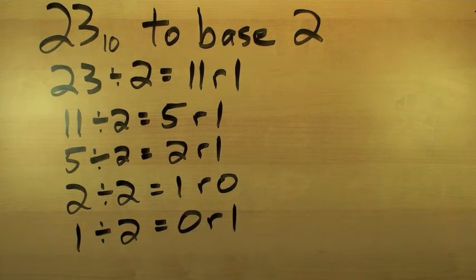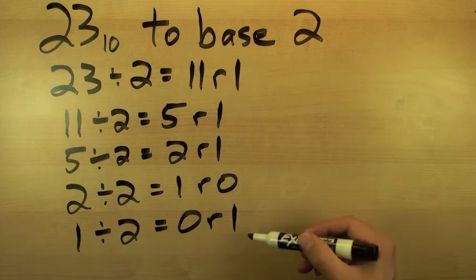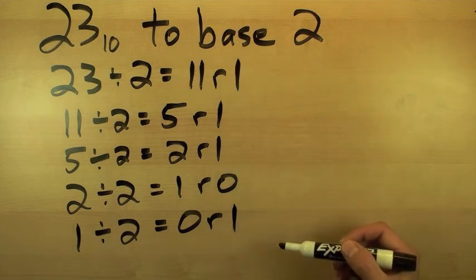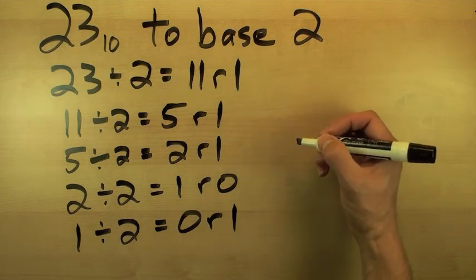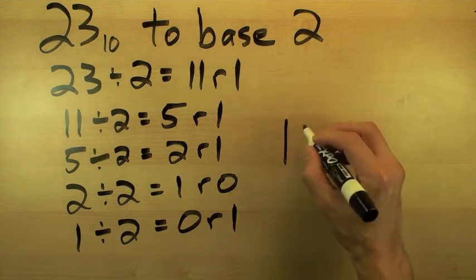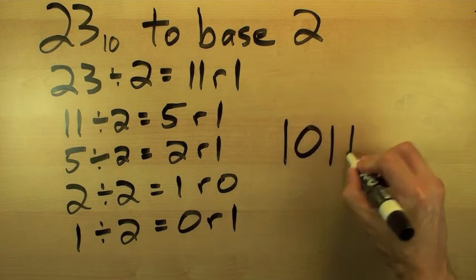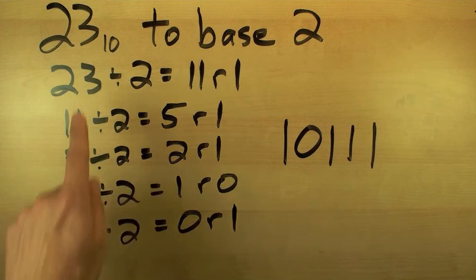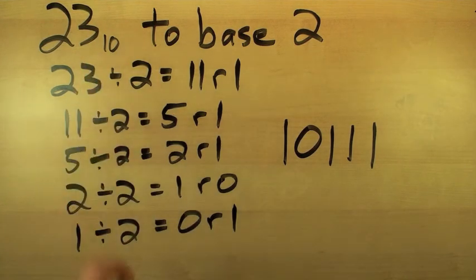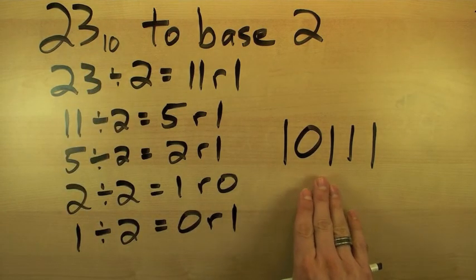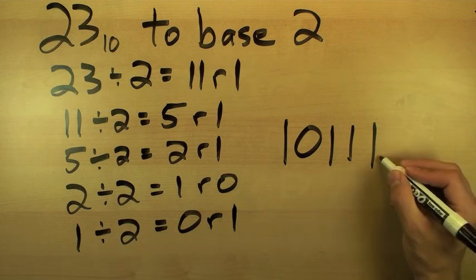And notice there's nothing more to divide by because our number in front is now 0 and we're left with the remainder of 1. So now that we've kept track of these remainders, we just go back and read them in a row, and the number that we convert to in base 2 is 1, 0, 1, 1, 1. So 23 base 10 is equivalent to 1, 0, 1, 1, 1 base 2.